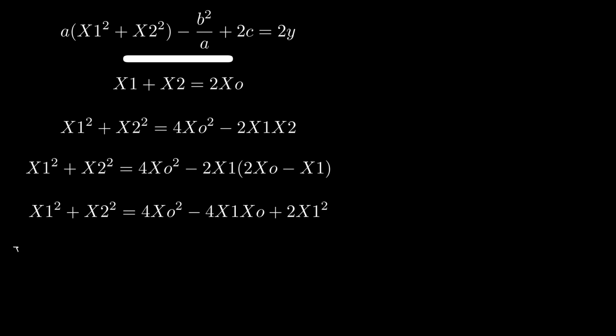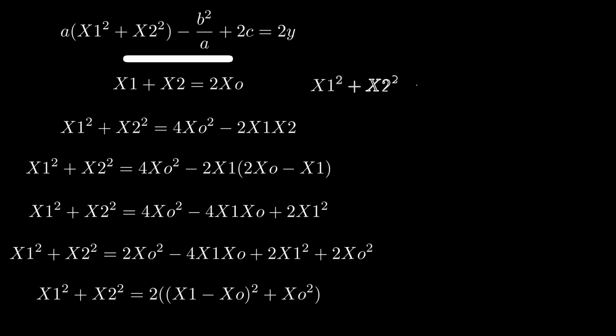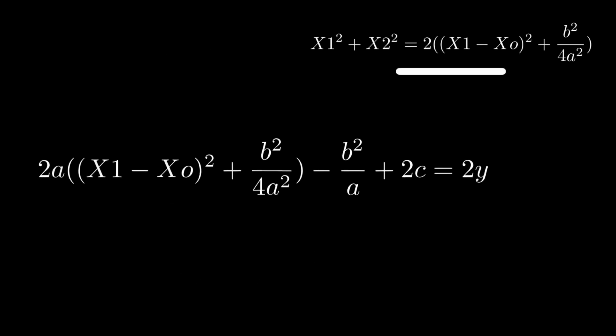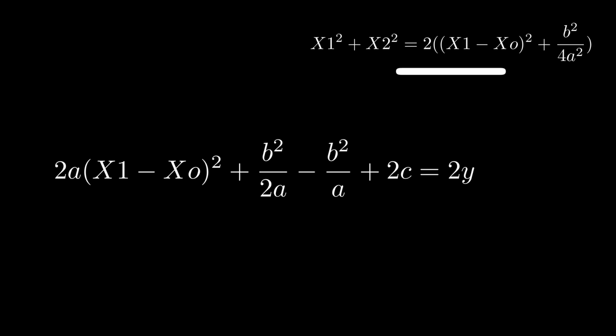We substitute 2x0 minus x1 instead of x2 and expand. We take 2x squared and put it to the side. Now we can take the rest of the terms and group them. After simplifying and moving the terms, we now get the well-known formula we saw at the start of the video.